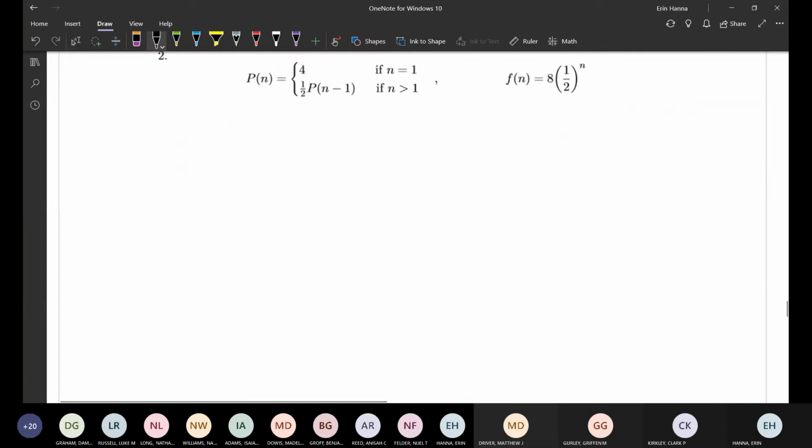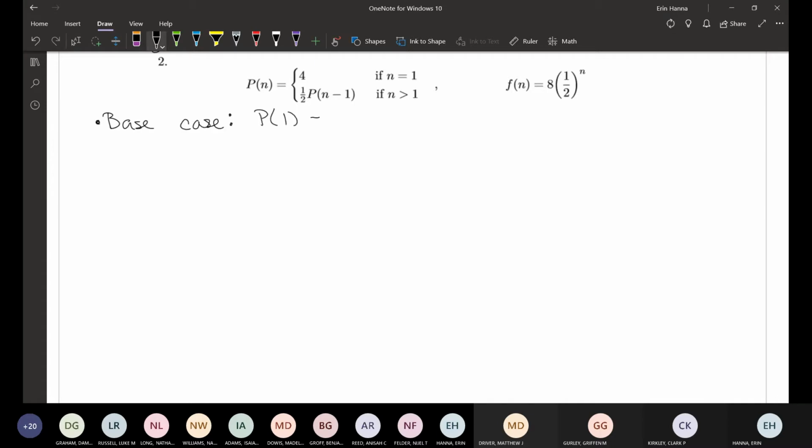So let's do another one. So this was the other one that we did the other day where we guessed that the closed form was 8 times 1/2 to the n. So this was our exponential one. So base case. Does P of 1 equal f of 1? So I put a little question mark above it because I haven't shown it yet.